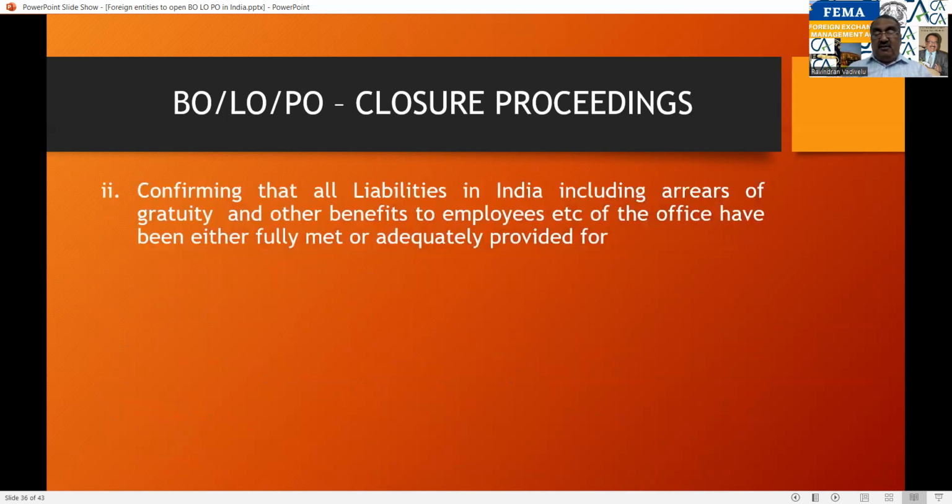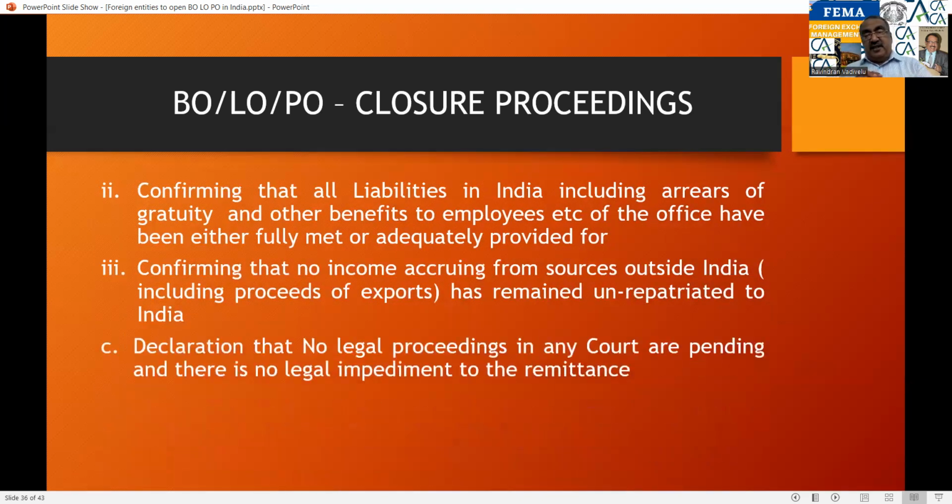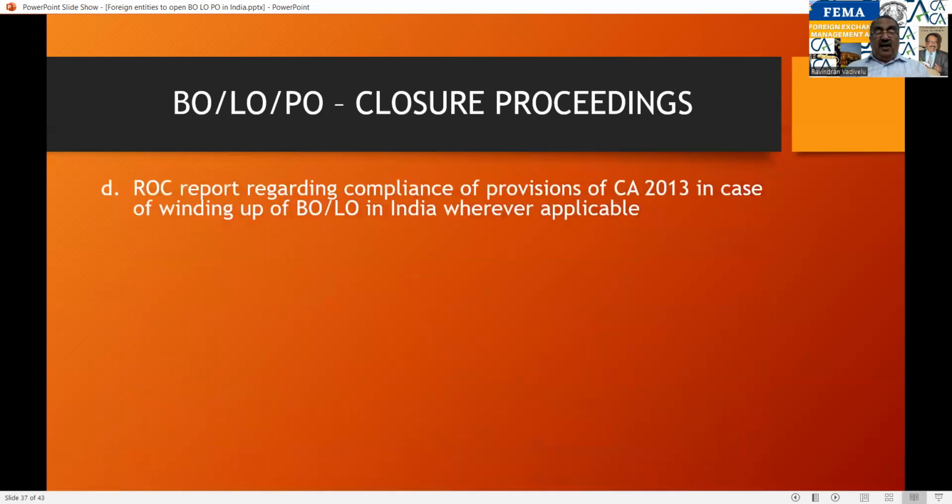You also have to get an auditor to confirm that all liabilities in India, including arrears of gratuity and other benefits of the office, have either been fully met or adequate provision has been made. And confirm that no income accruing from a source outside India has remained unrepatriated to India. And a declaration that no legal proceedings in any court are pending. So if any case is pending, then the closure proceedings will not be allowed. Then an ROC report has to be obtained as per the provisions of the Companies Act 2013 with reference to winding up of the branch office or liaison office, if it is needed.